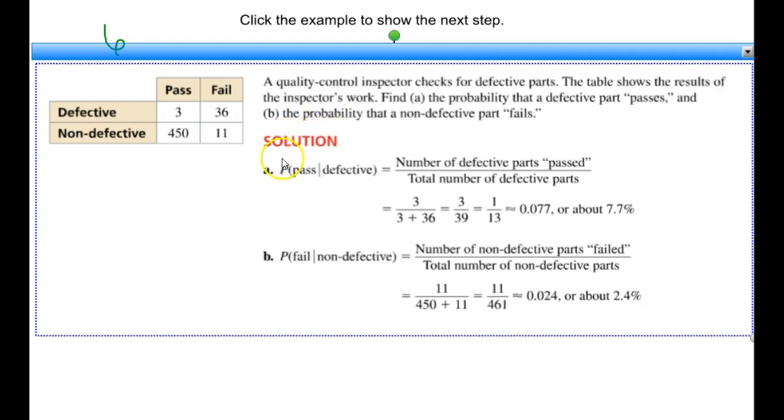So I always want to look at specifically what pieces of data I'm looking at and which pieces of data I'm comparing, right? Because I'm not comparing everything in this whole chart to each other. First, I'm just looking at the defective parts, and then I'm just looking at the non-defective parts. I could also be asked just about the parts that pass, or just about the parts that fail, or I could be asked about the entire thing. So it really depends on what I'm looking at here.